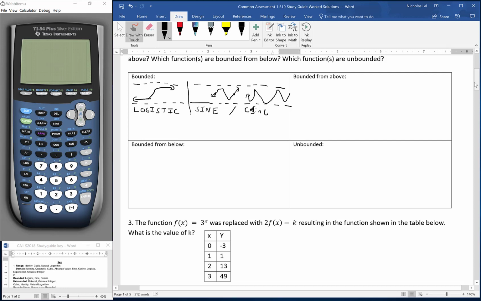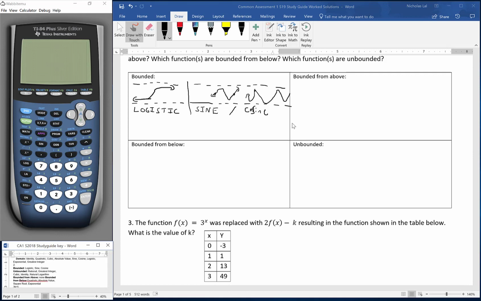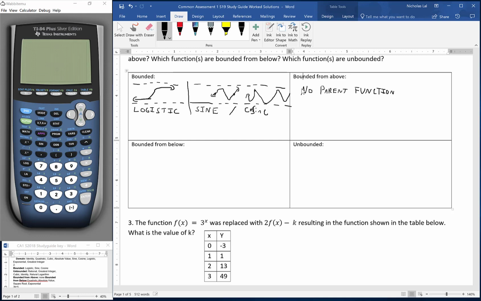Bounded from above: no parent functions are bounded from above.